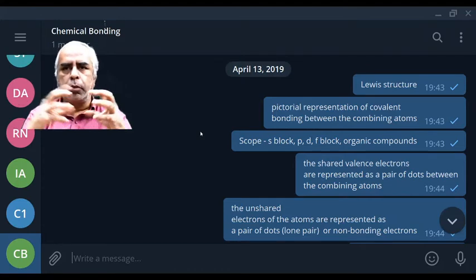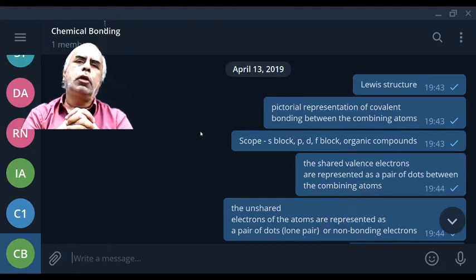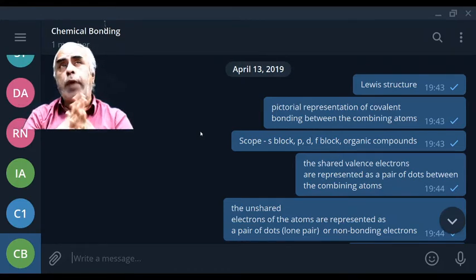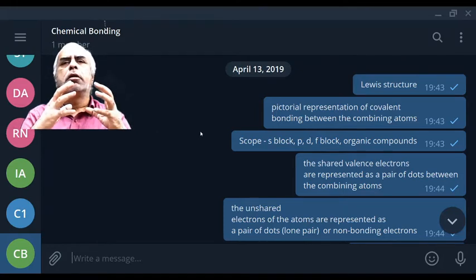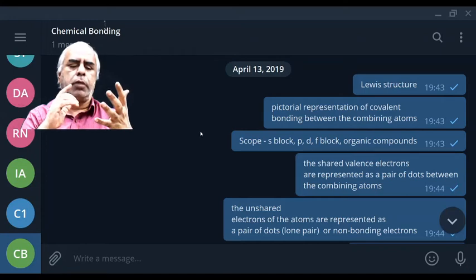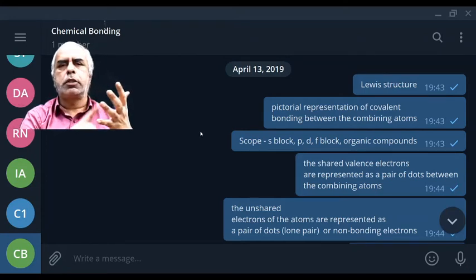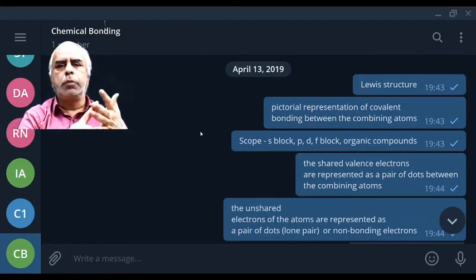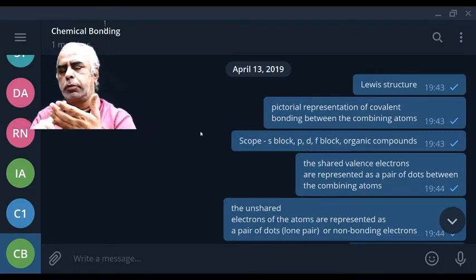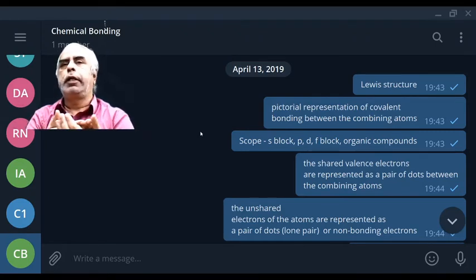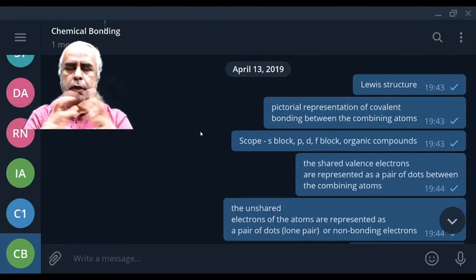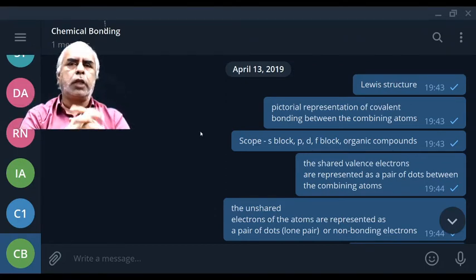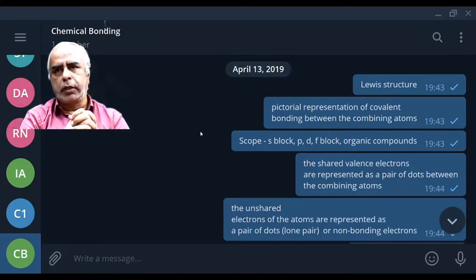Now we are talking about covalent bonds, and where this Lewis structure concept can be applied. This is applicable in the case of s-block elements, p-block elements, d-block elements, and f-block elements. We can also apply it in organic compounds, in elucidating the structures of organic compounds, the electron dot formula of organic compounds, and some simple structures.